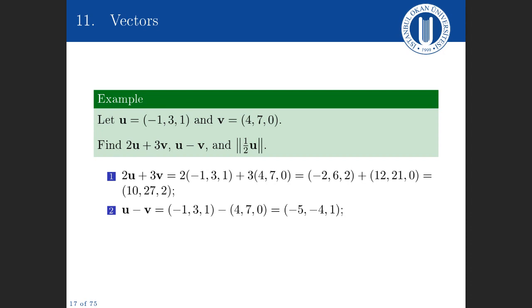And then we want to find the norm of a half u. Remember, the norm of a half u is the same as a half times the norm of u. So I'm going to calculate the norm of u, and then I'm going to multiply it by a half. The norm of u is the square root of (-1) squared plus 3 squared plus 1 squared, in other words, square root of 11. Multiply that by a half, and we get the answer that we want.